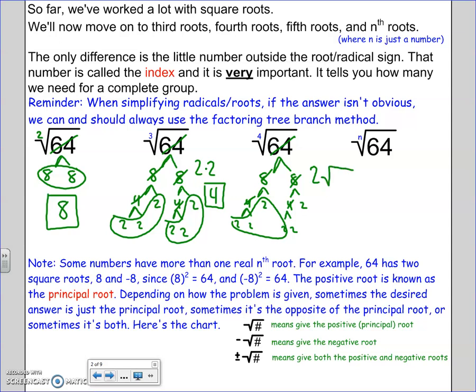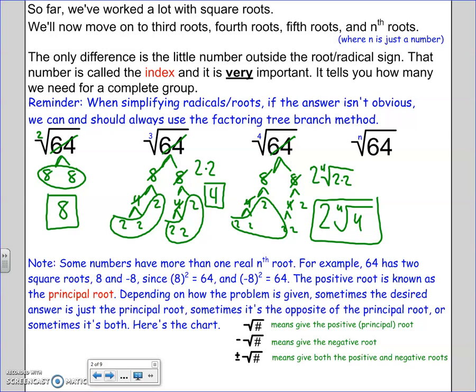And you must put this index 4 because this is different than square root. The 2 2s stay inside. You multiply it. You find out it is 2 fourth root of 4. That is the fourth root of 64. So n can be any number. It just tells you how big your group is.